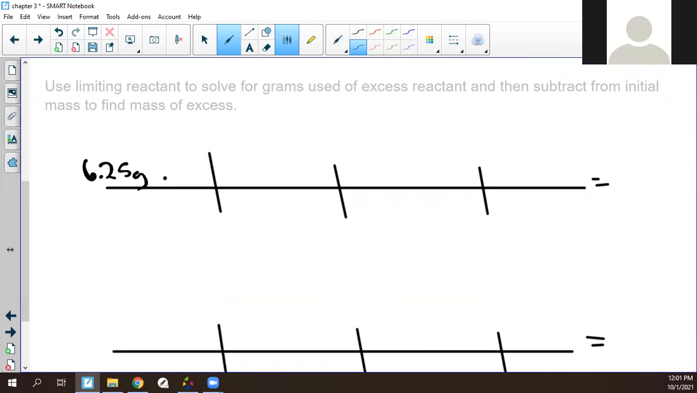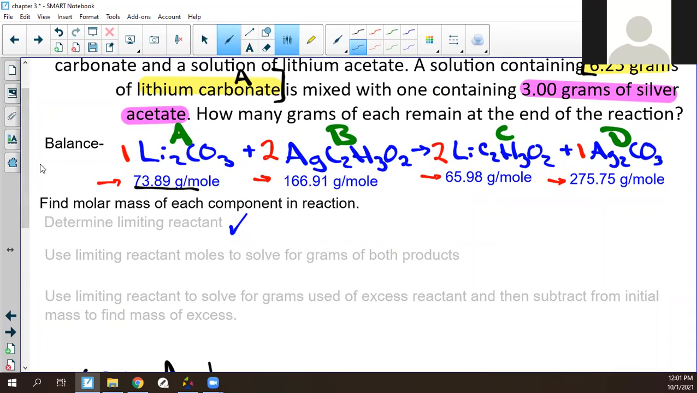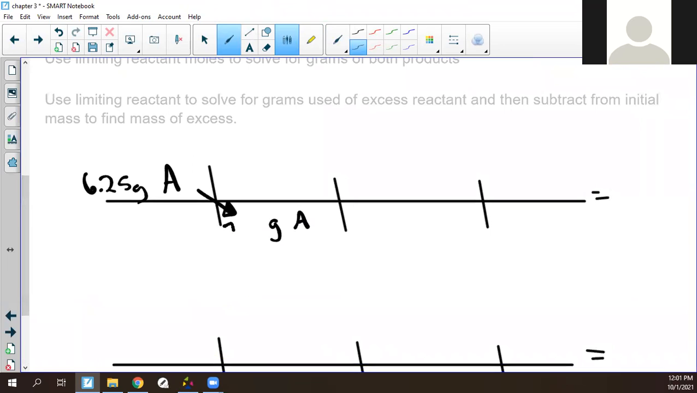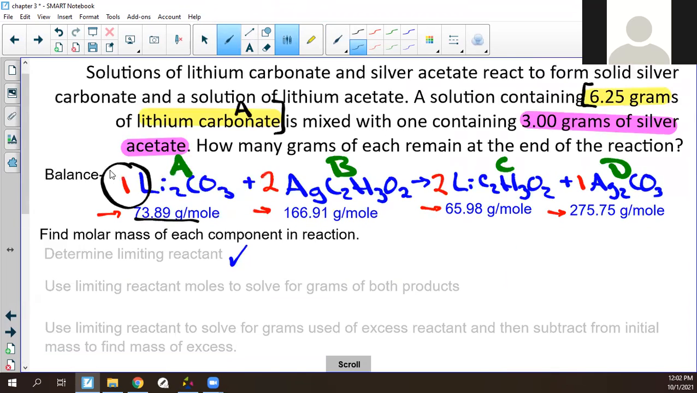6.25 grams of A, which means what must come down here? Tell your partner. Grams of A. And if I look up here, I found grams of A. They were right here, right? 73.89. And grams are always per 1 mole of the same thing. Always, always, always. So what must come down here then? Mole A. And I look up at my balanced equation and it is a 1.